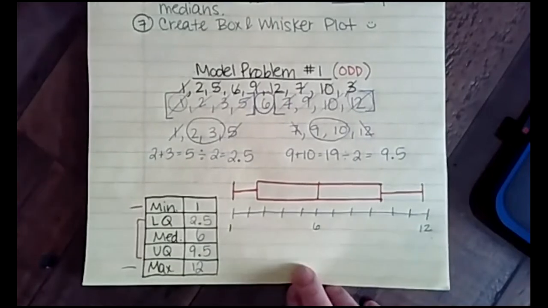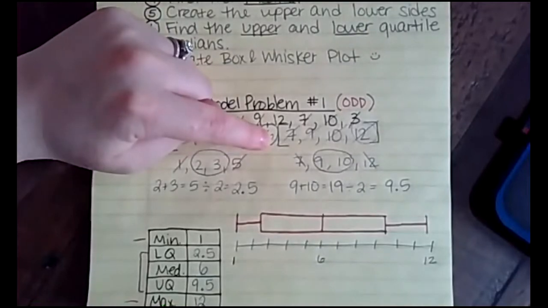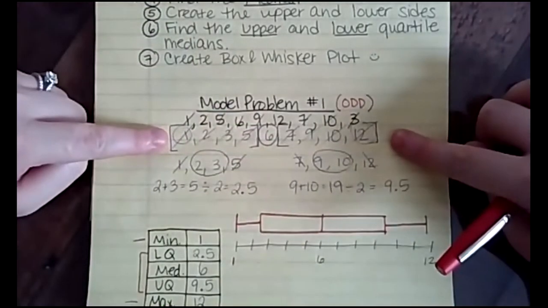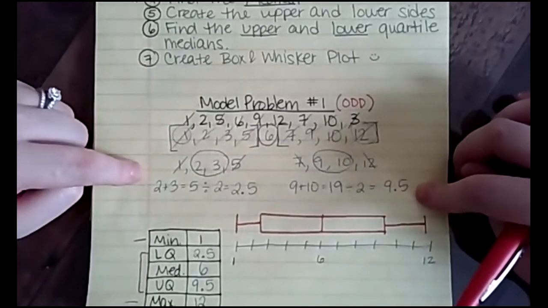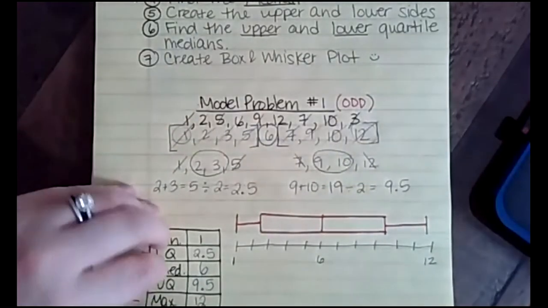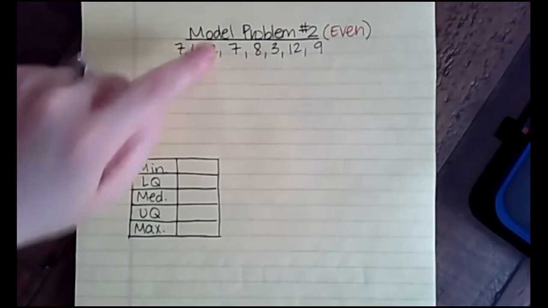Now, in an odd set of data, you will have a median that will automatically create 2 quartiles for you. Then you can go forth and find your other medians. But what happens in an even data set? Let's find out. So again, step 1, make sure it's in order. This doesn't look like it's in order because I see a 7 and a 2.